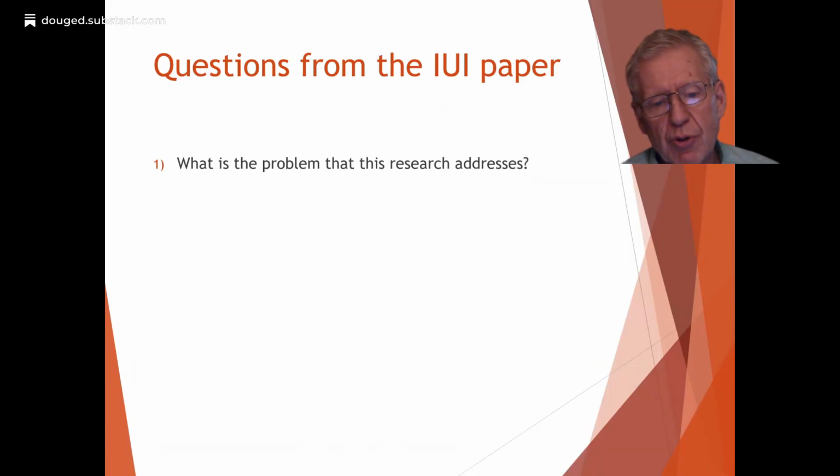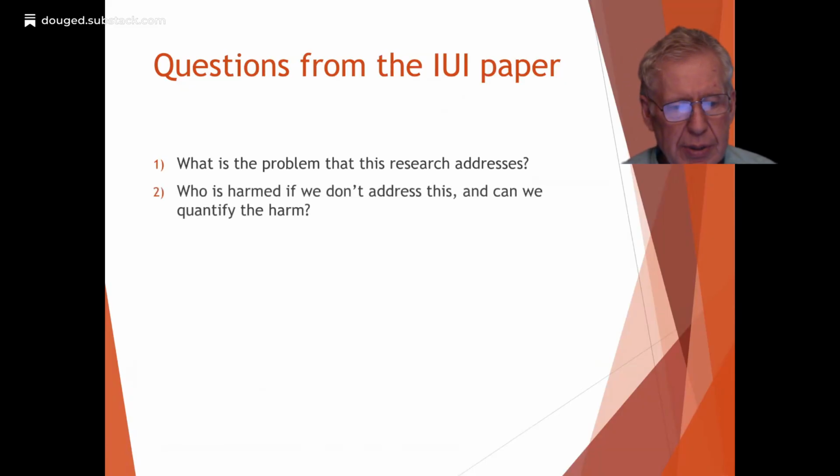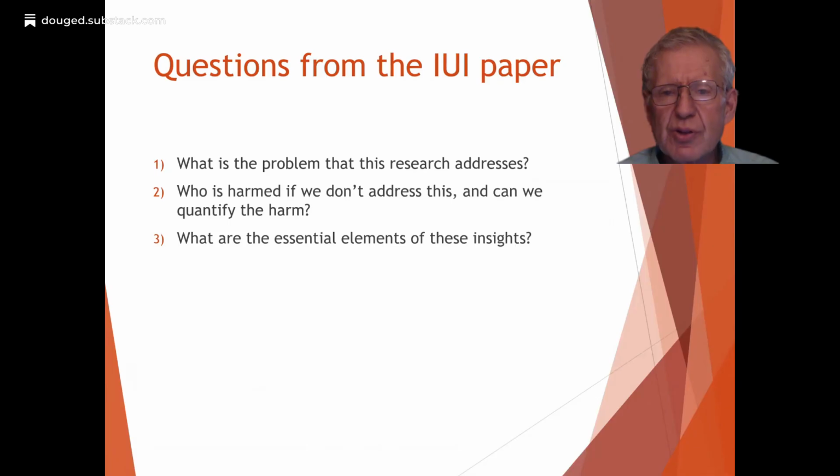So the questions I come out with respect to that paper, right off the top: what is the problem that the research actually addresses? Who is harmed if we don't address this? And can we quantify the harm? Obviously, the person who dies by suicide is harmed. His or her family are harmed. But we have to ask the question from a business point of view, what's the effect on business stakeholders in the healthcare sector? What are the essential elements of these insights?